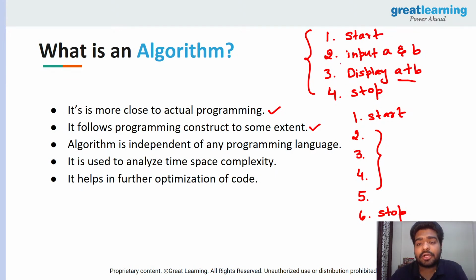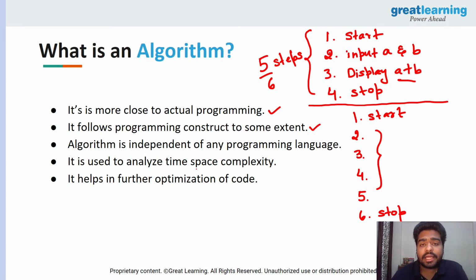Why? Because that will result in 5 steps. When the problem is solved in 4 steps, then why would you want to go for 5 or 6? I can solve it in 4 steps, right? That is what an algorithm is. The shorter the algorithm you write, the better logical concept you will get. Algorithm is independent of any programming language. You can see this is not a programming language that I'm writing here. It is just a normal English statement, right?